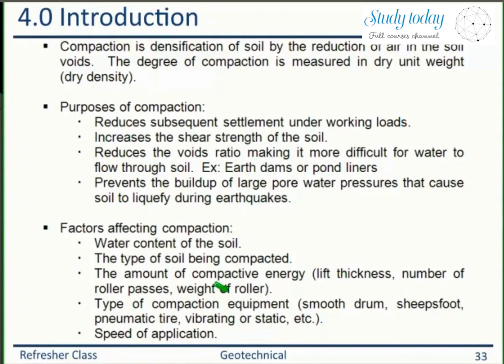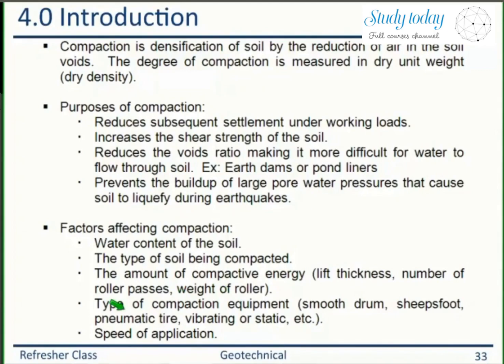So all of these matters are related to the compacting energy on the fill material. Sometimes the compacted fill is also called engineer fill. Do not confuse: engineer fill has been designed. I would like to compact these soils to, let's say, 97% of the Proctor value, or 90% of the Proctor value, whatever it is, it has been designed. So sometimes the compacted fill is also known as the engineer fill.